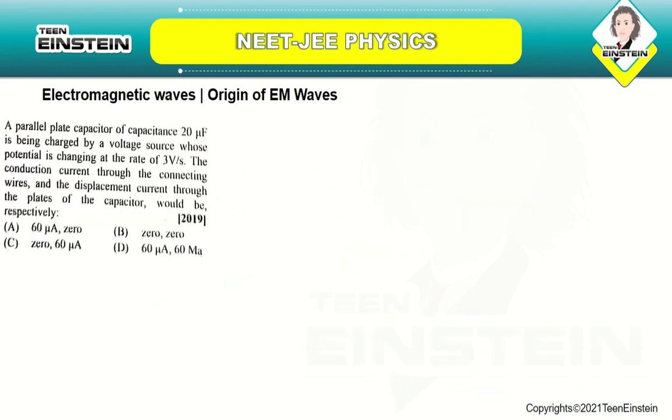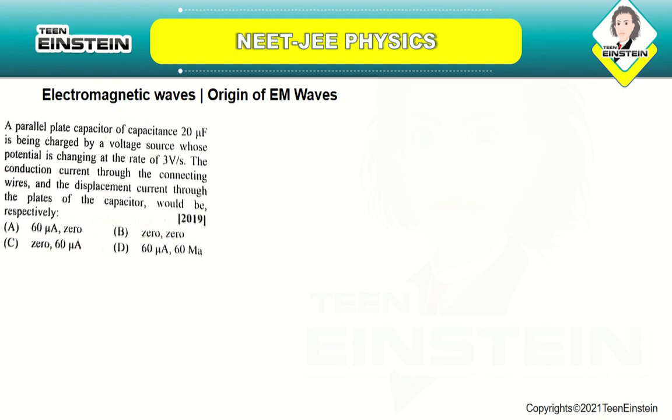A parallel plate capacitor of capacitance 20 microfarad is being charged by a voltage source whose potential is changing at the rate of 3 volt per second. The conduction current through the connecting wires and the displacement current through the plates of the capacitor would be respectively: 60 microampere and 0; 0 and 0; 0 and 60 microampere; 60 microampere and 60 microampere. Here they want us to find the current through the plates of the capacitor.